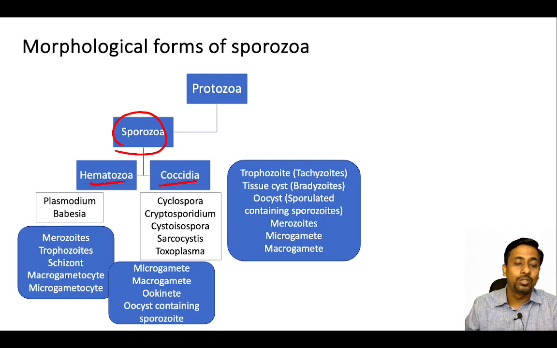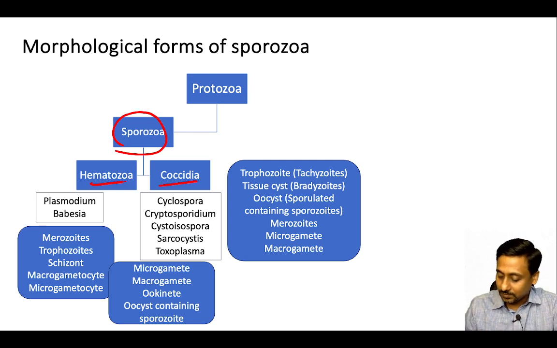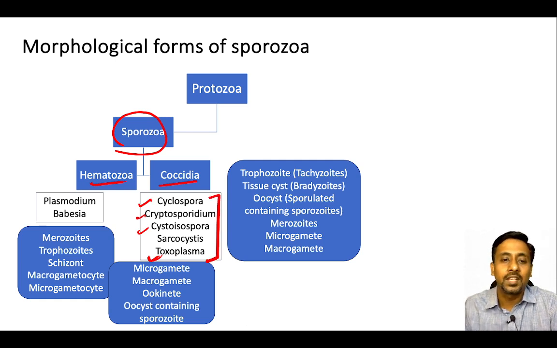Now coming to the sporozoa. In sporozoa, if you remember, there are 2 types, hematozoa and coccidia. Hematozoa includes the malaria parasite, that is Plasmodium, and Babesia, and coccidia includes the opportunistic sporozoan parasites, which include the opportunistic parasites causing diarrhea and the opportunistic parasite causing toxoplasmosis, that is Toxoplasma. So these 3 cause diarrhea and this causes toxoplasmosis. Okay, but all of them are opportunistic protozoan parasites, which cause disease in HIV and immunocompromised individuals.